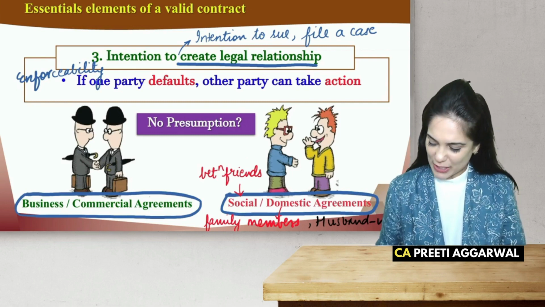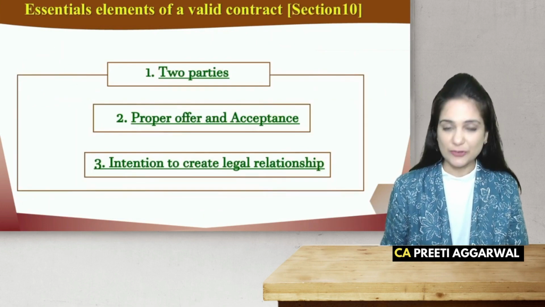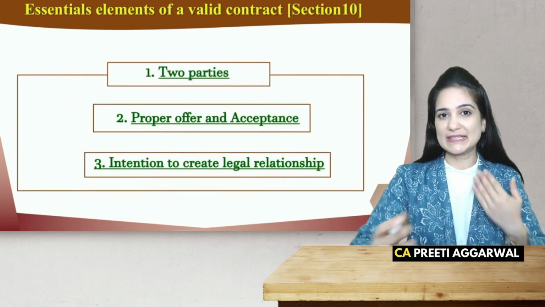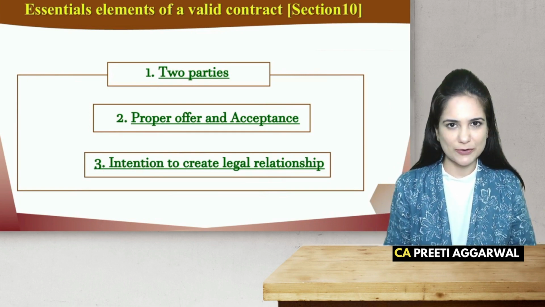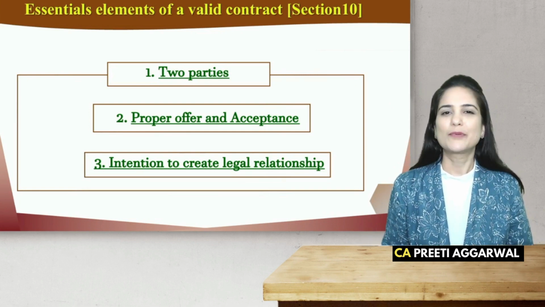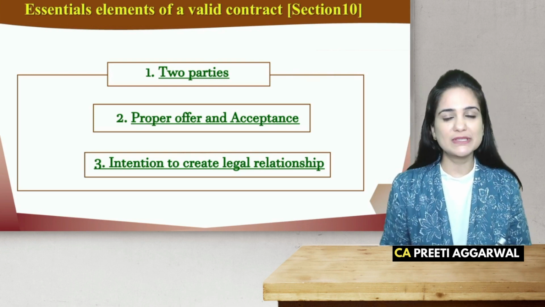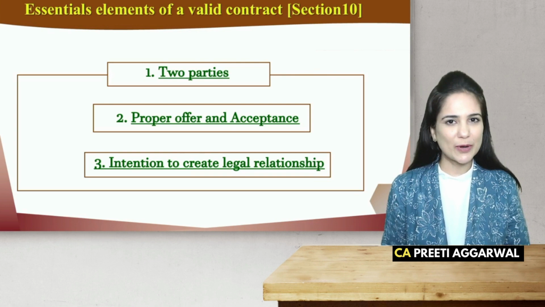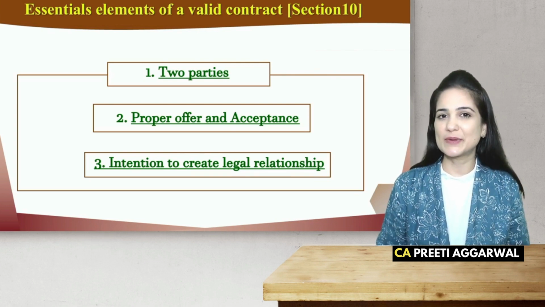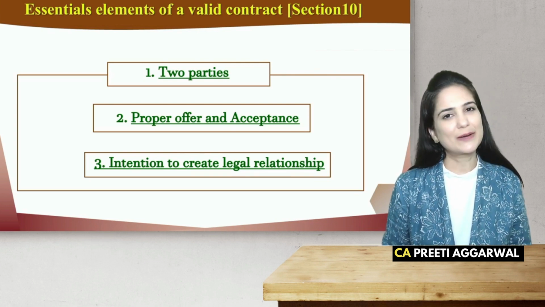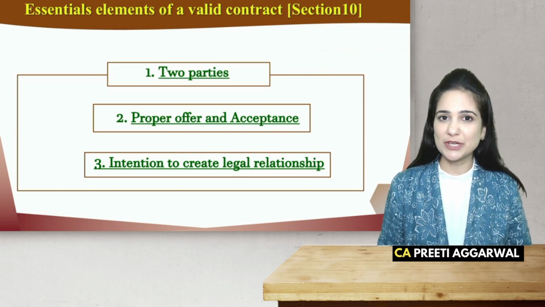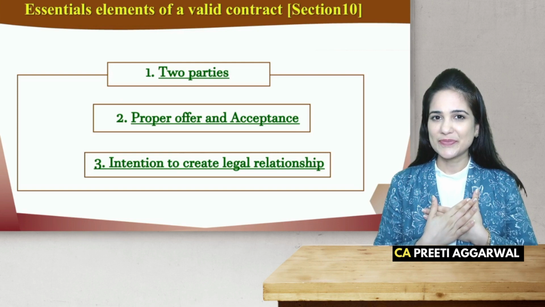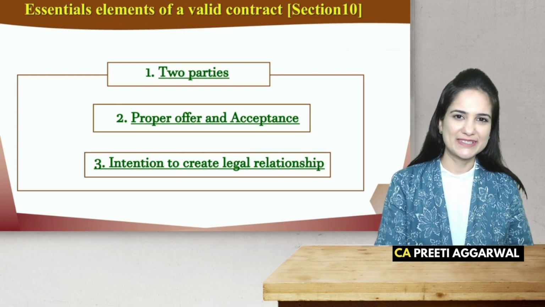Done? Very good. So up till now, we have discussed three essential elements, two parties. We need a minimum of two distinct, different parties to enter into a valid contract. There must be proper offer and acceptance. Offer is the starting point of a contract, and offer and acceptance must be properly communicated. There must be intention to create legal relations. If one party defaults, the other party can take action.